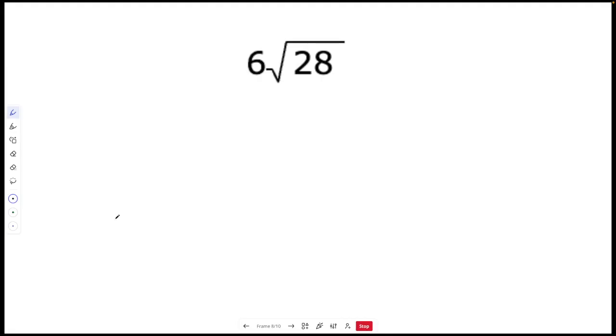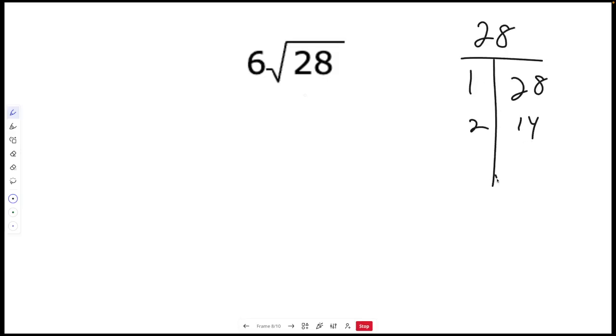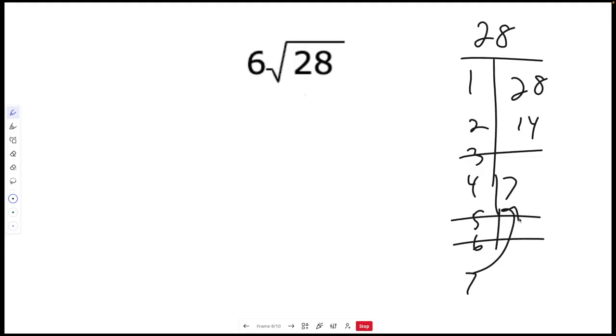All right, what happens if there's a number on the outside? So we still do our normal factor table, 1 and 28, 2 and 14, 3 decimal, 4 and 7, 5, 6, and 7. 5 and 6 are decimals, 7's already in the list. So here are our factors. Biggest perfect square is 4. So this breaks into, now keep the 6 in the front, right? So 6 times, remember there's a multiplication, 6 times square root of 4 times square root of 7.